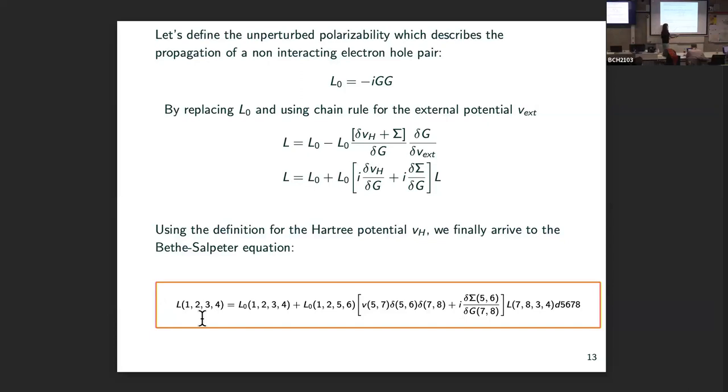And in the kernel, we will have to apply our definition of Hartree potential. If you remember, we can define it as the variation of the density with respect to the Coulomb potential. So the density we can write in terms of G. So we will have here V times G. If we apply the derivative of V times G over G, we get only V with many deltas. And this is the derivative of sigma, the self-energy, with respect to the Green's function.